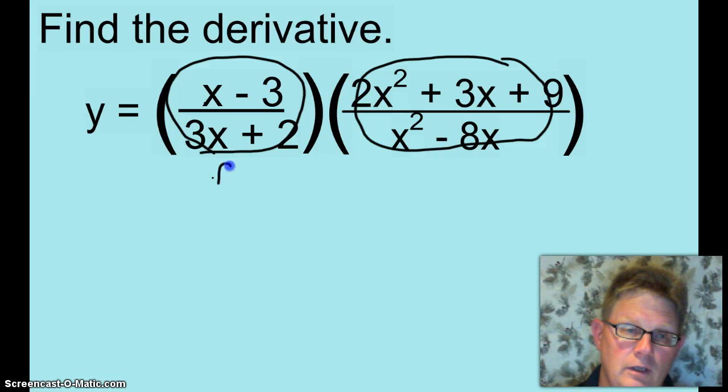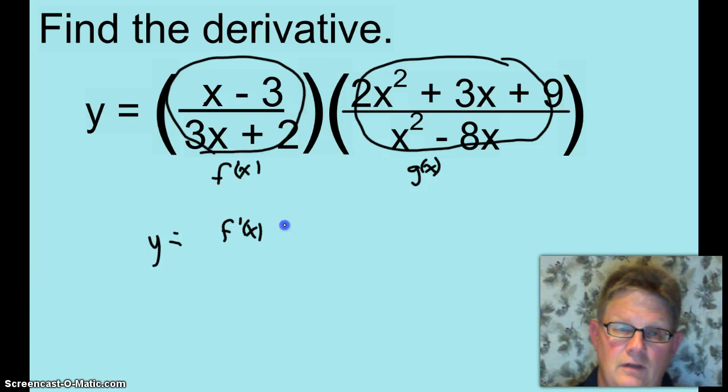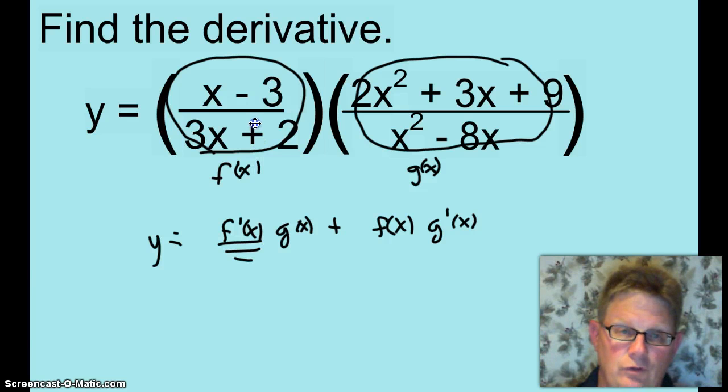So think of it this way. This is f of x. This is g of x. So, y equals f prime of x times the second function g of x plus the first function times the derivative of the second function. But remember that in order for you to do this right here, you're going to have to use the quotient rule. And in order for you to do this, you're going to have to use the quotient rule.